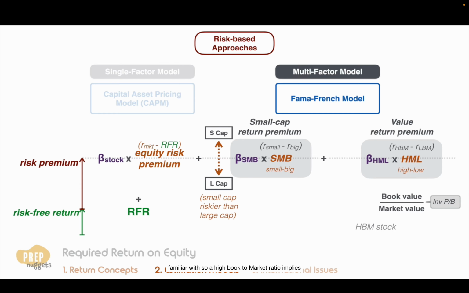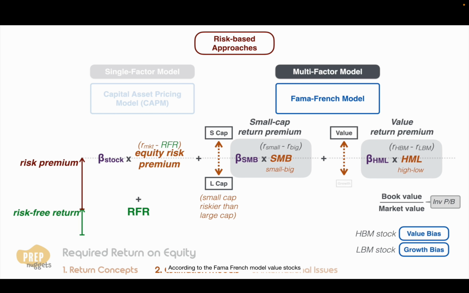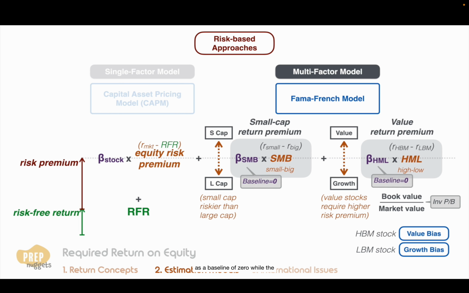So a high book-to-market ratio implies that the stock has a value bias, while a low ratio implies a growth bias. According to the Fama-French model, value stocks require a higher risk premium than growth stocks. You should note that the factor sensitivity of these two factors has a baseline of 0, while the stock beta against the market return has a baseline of 1. So you can look at it this way, that the SMB and HML factors adjust the required return upwards or downwards based on the CAPM.